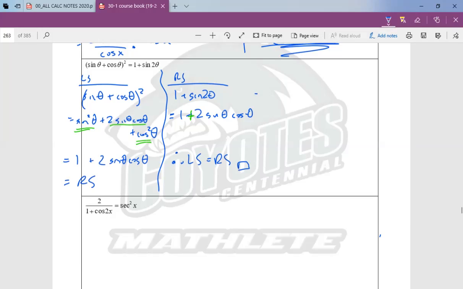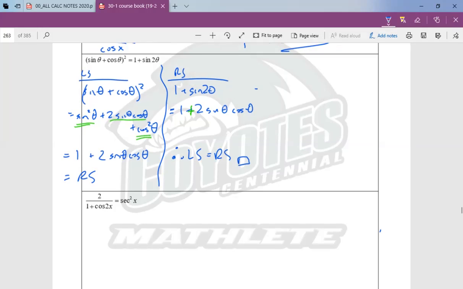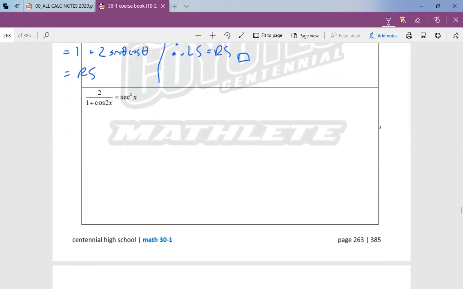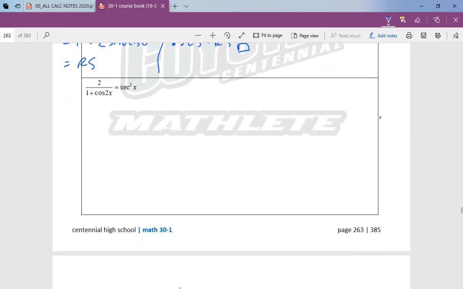We have no restrictions in this one because this is just sines and cosines. Your domain of those is all real numbers. We don't have anything in denominators that would make us look at dividing by 0 and seeing what we have to restrict. All right.